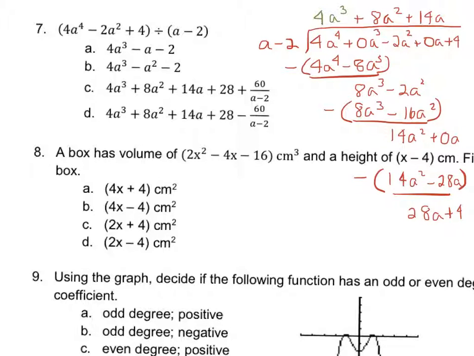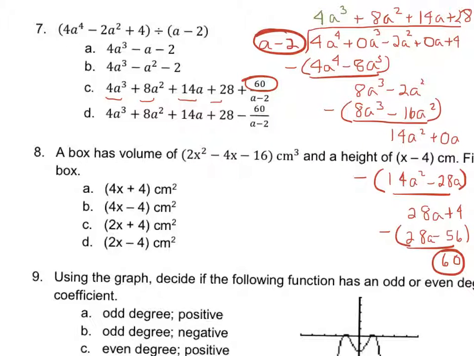Now I have to take a times a 28. Gives me 28a squared minus 28a minus 56. Subtract that, and I get a positive 60. So positive 60 is my remainder. I have to have a 4a cubed, an 8a squared, a 14a, a 28, and there's my positive 60 remainder over my divisor. So it is answer C.